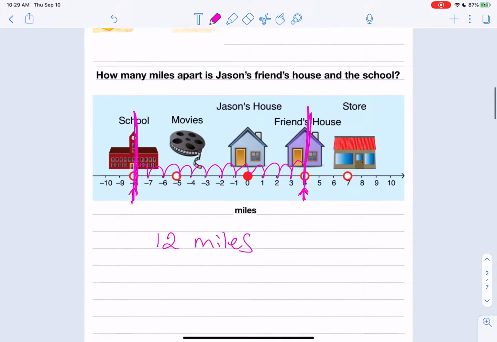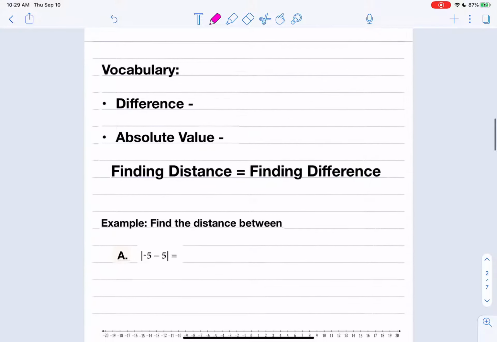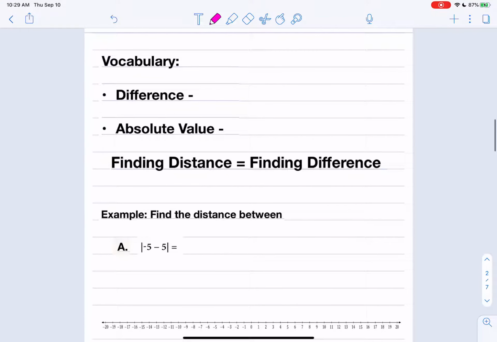All right, let's continue. Now, before we get into some examples for today, we need to look at vocabulary. So the first thing you need to know is that the difference means subtract. Remember, if we don't know what words mean, we're not going to know how to answer questions. So it's important that we understand what the words mean.